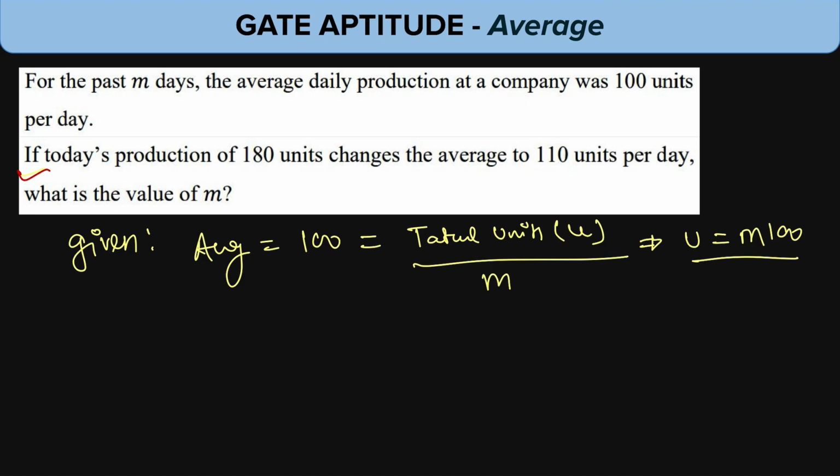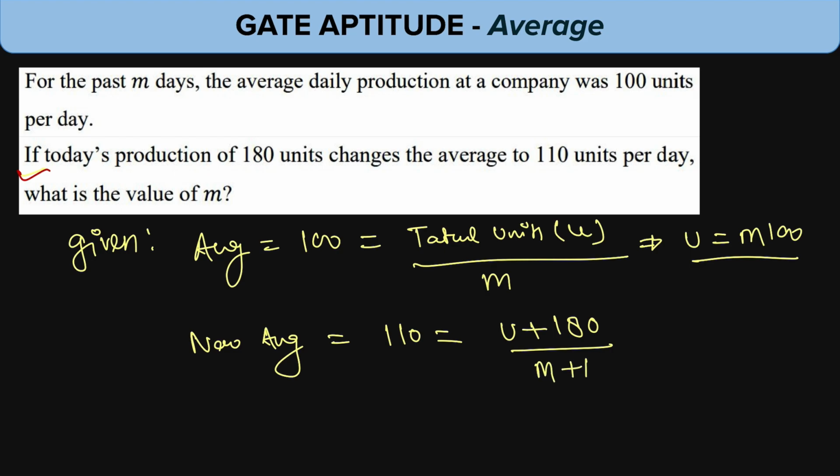Let's see that the new average equals 110, equals units plus 180, because today we have produced 180, over m plus 1 days, 1 extra day. Simply, 110 m plus 110 equals u, which is 100 m plus 180.